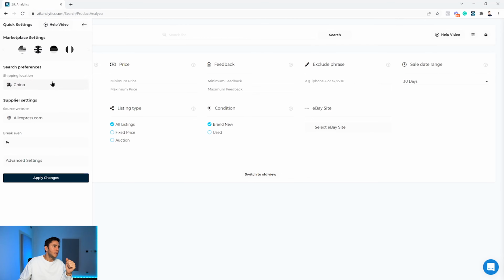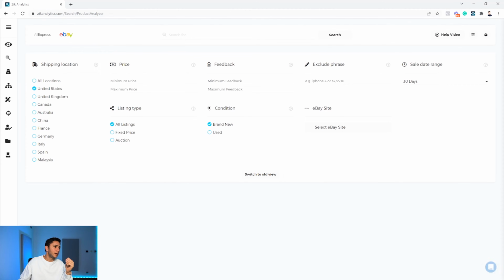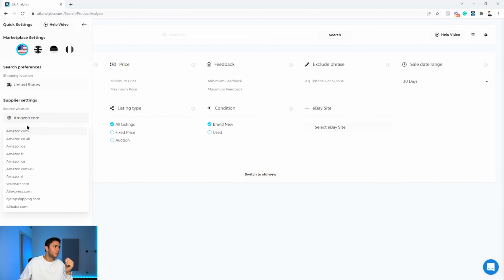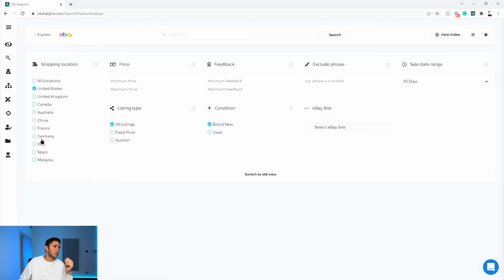You click it, and then you switch to your desired marketplace, shipping location, and source website. For instance, let's say we are going to sell from the United States and eBay.com, so I will click on the US flag here. And another change I will do here will be to put source website for Alibaba for this example. Then I will apply changes.